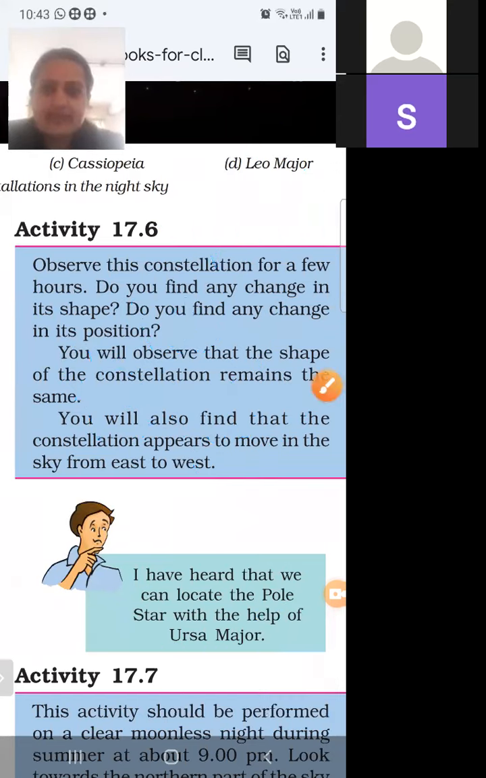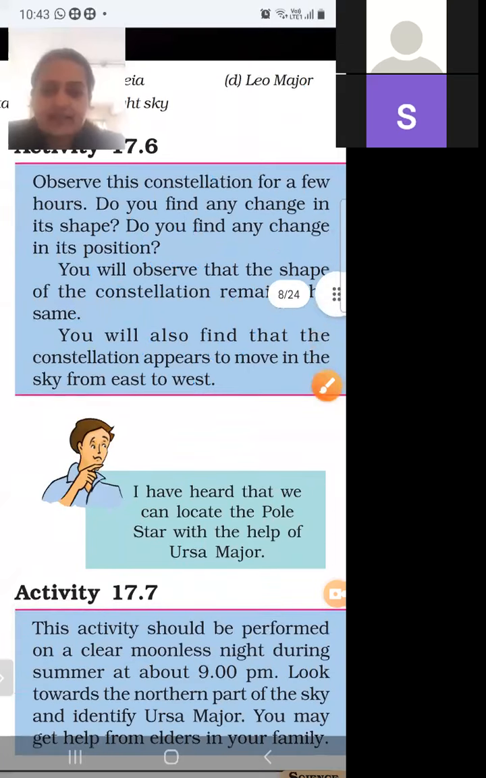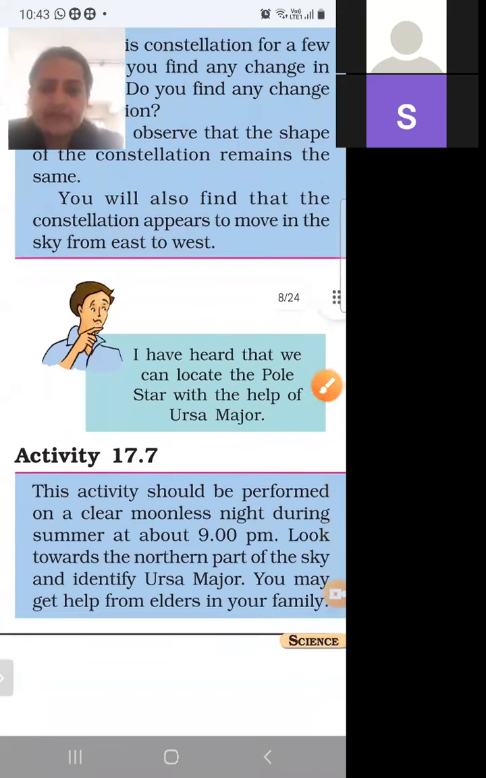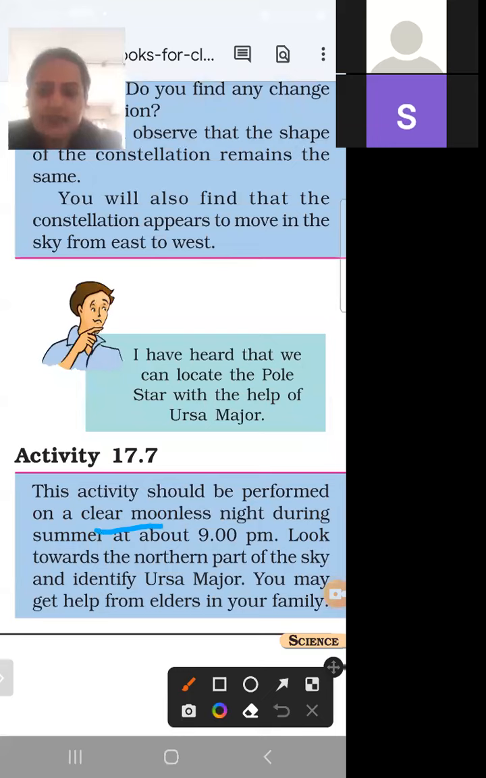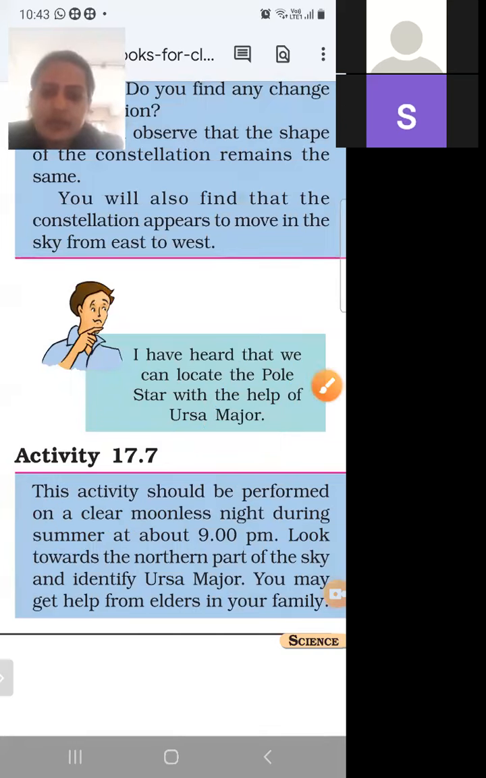Next is activity 17.7. This activity should be performed on a clear moonless night. So you should perform this activity on a clear night at about 9 p.m. And this activity should be done in the summer. So you should do this activity in the summer, around 9 o'clock, on a clear night.